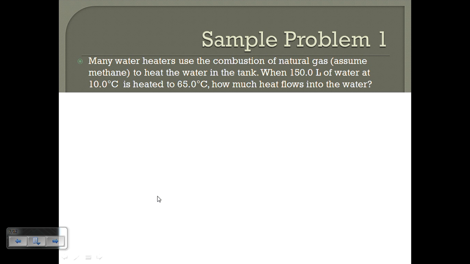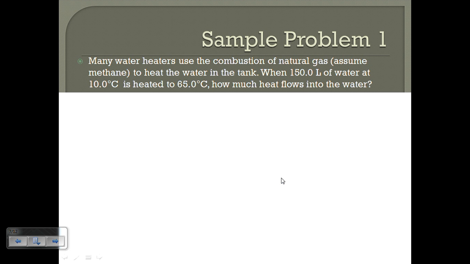Sample problem number 1. Many water heaters in your house use the combustion of natural gas, which we're going to assume is methane and only methane, to heat water in the tank. If 150 liters of water at 10 degrees is heated to 65 degrees, how much heat will flow into the water? How much energy or heat is required there?